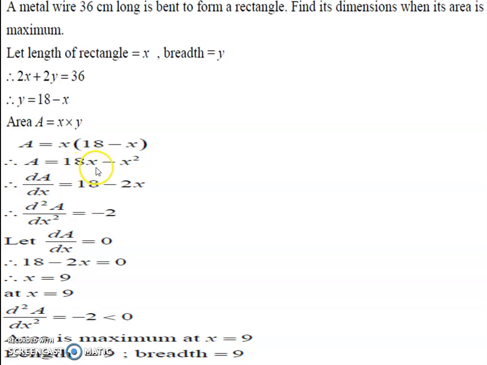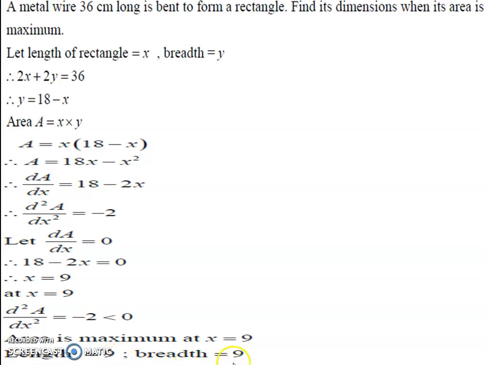Derivative with respect to x, x derivative is 1, x square derivative is minus 2x. Second order derivative, 18 derivative is 0, minus 2x derivative is minus 2. We have d square A upon dx square is minus 2. We have to put dA upon dx is equal to 0. That means 18 minus 2x is equal to 0. So minus 2x is equal to minus 18, x equal to 9. We have d square A upon dx square is equal to minus 2, less than 0. That means its area is maximum at x equal to 9.